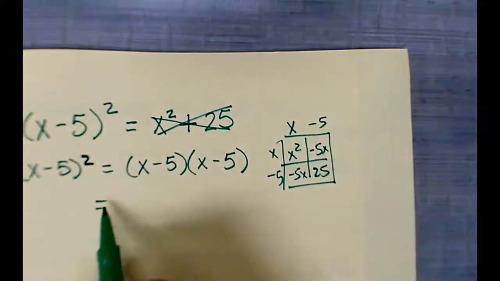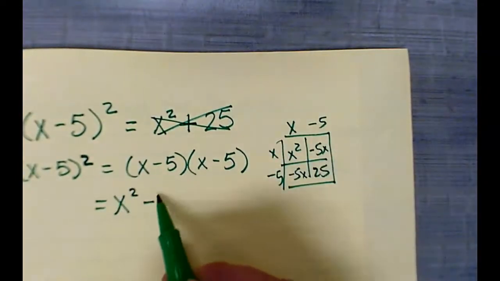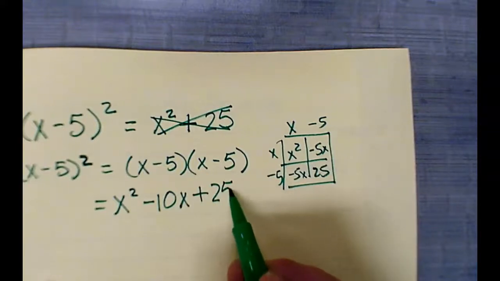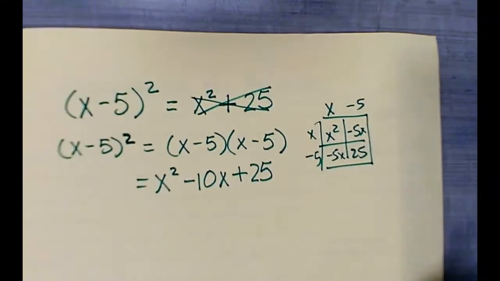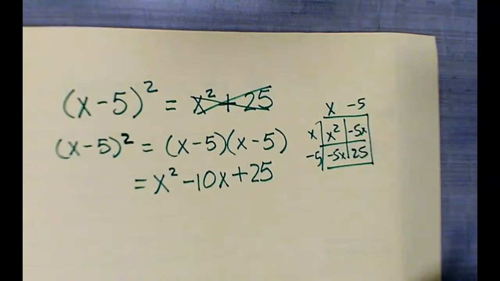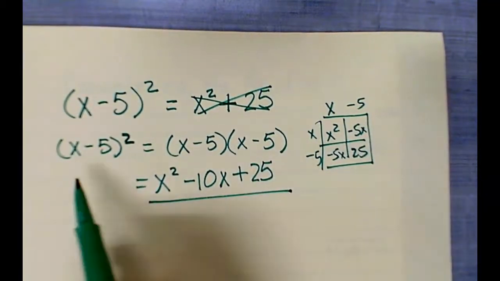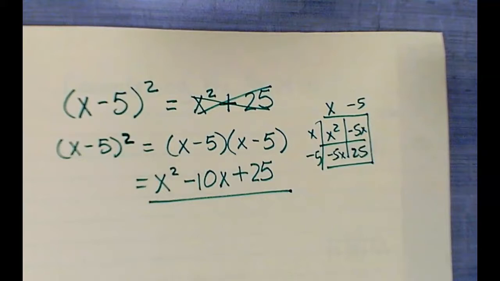And so this is equal to x squared minus 10x plus 25 when you solve out the box problem. This is called a perfect square trinomial because you got it from multiplying x minus 5 times another x minus 5.